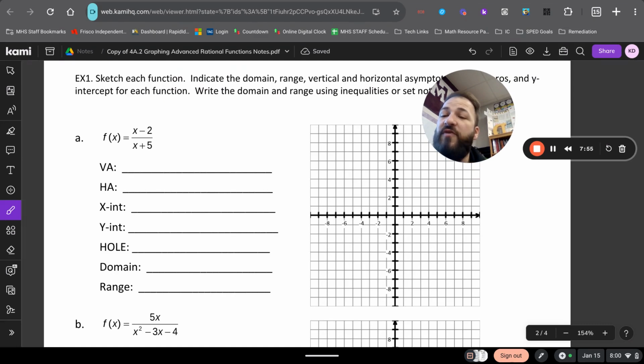Okay, so first and foremost, we're going to do vertical asymptotes from our steps up above. Vertical asymptotes come from any factors that are in the denominator. So the only factor I have in my denominator is that x plus 5. So I'm going to take that x plus 5, and I'm going to set it equal to 0. Solving for x, we would get x is equal to negative 5. So my only vertical asymptote for this rational function would be x equals negative 5.